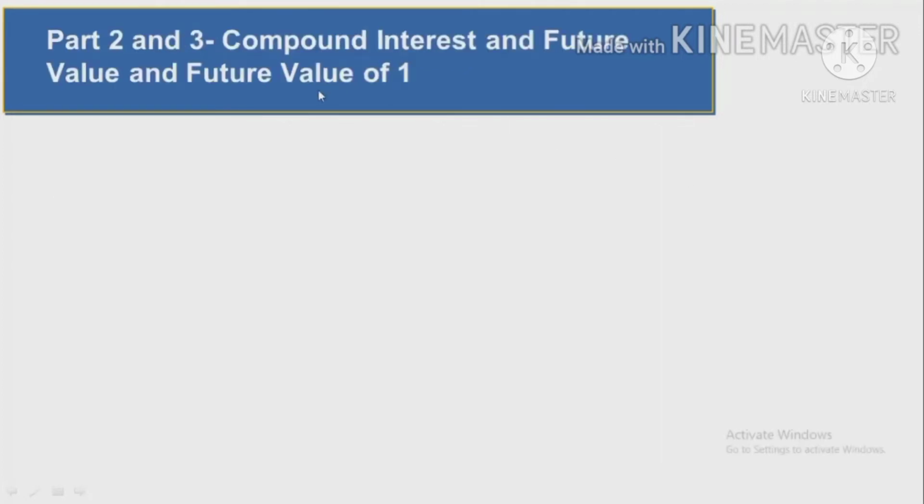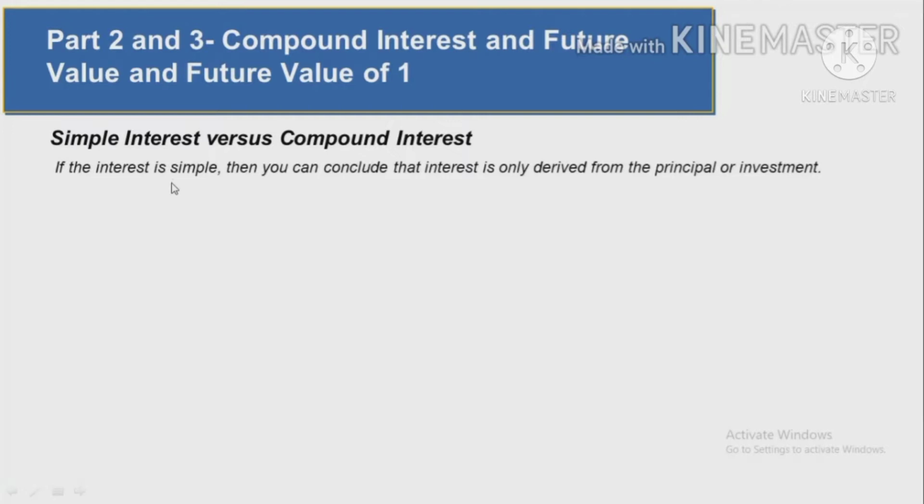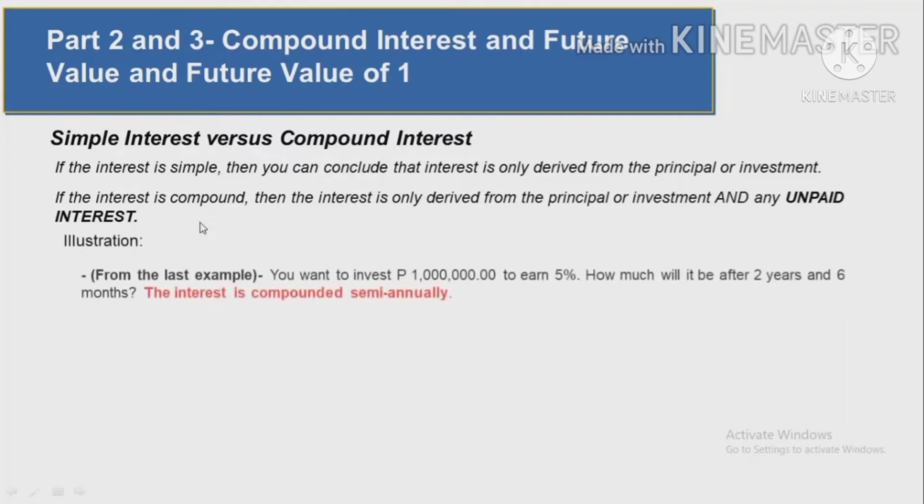So we are now on the second part and the third part, which is entitled Compound Interest, Future Value, and Future Value of 1. So to start this, we need to compare first the simple interest versus the compound interest. Interest is considered simple when it is charged only to the principal. So how about compound interest? The compound interest is an interest not only charged to the principal but also on the interest accrued but still unpaid or uncollected yet. It might be clearer if we have an illustration.